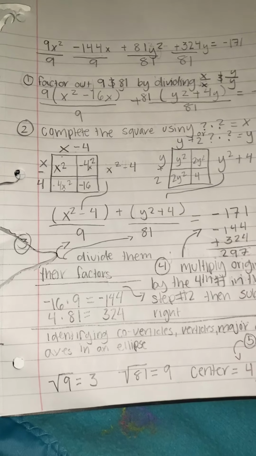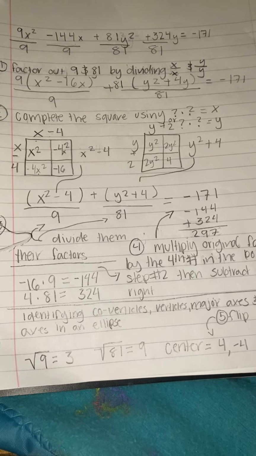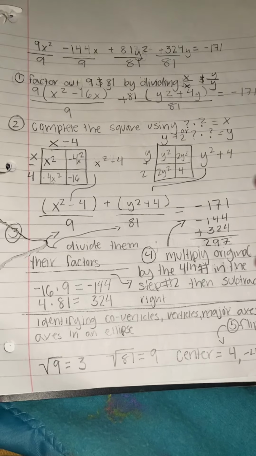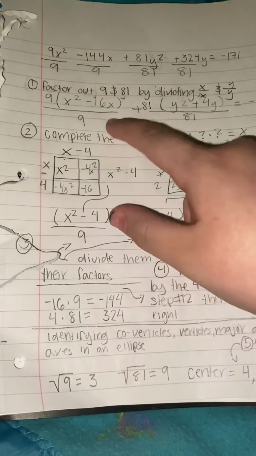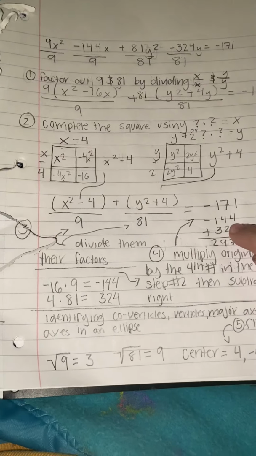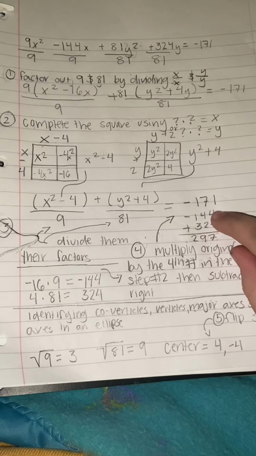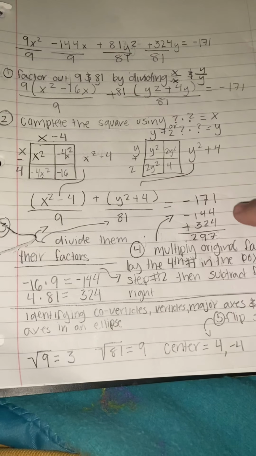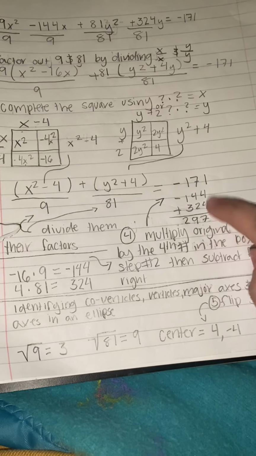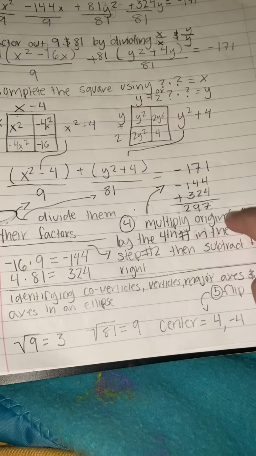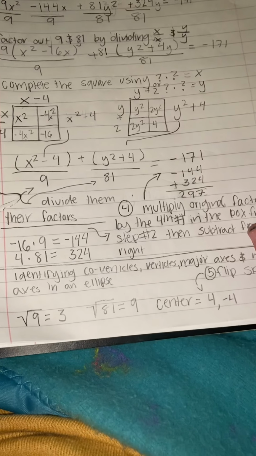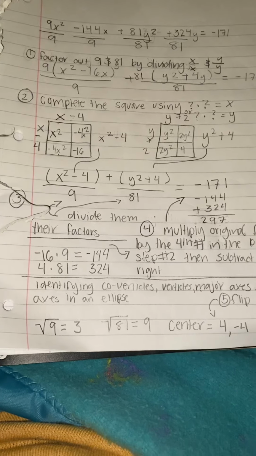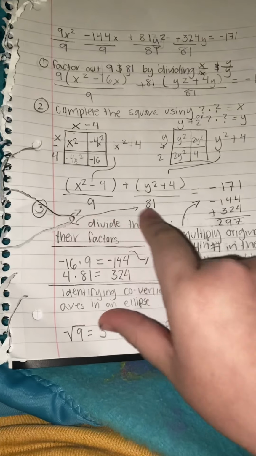Step 4 is you multiply the original factors by the fourth number in the box. So for negative 16, I multiplied 9 by negative 16 to get negative 144, and then I subtracted that from 171. Then I did 4 times 81, which is 324, and I added that because it was positive, so I got 297 at the end of my ellipse. And then after that, I got my equation, which is right here.